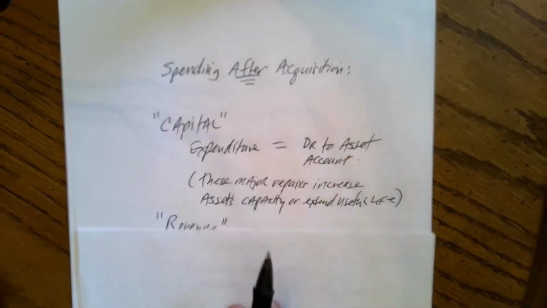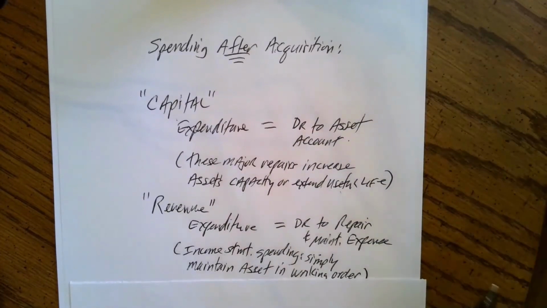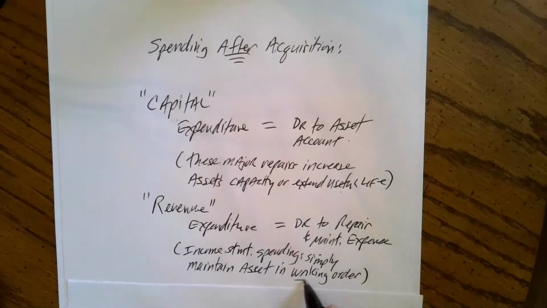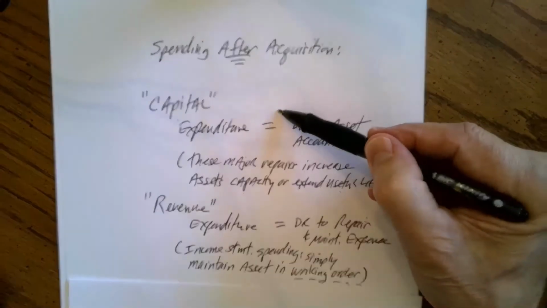Versus what? Versus something called a revenue expenditure. These are normal repairs. We debit repair and maintenance expense account as they're incurred. The revenue expenditure is an income statement expenditure. It's expensed as incurred because it only maintains the asset in working order. It does not increase the capacity or extend the useful life as a capital expenditure would.